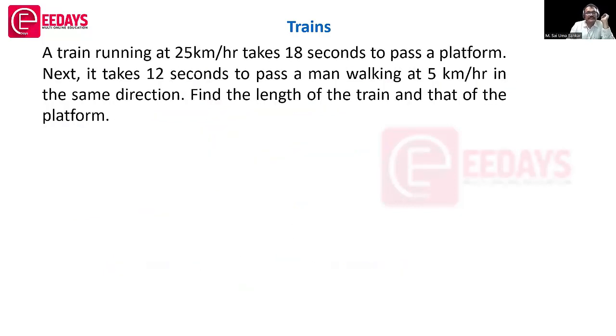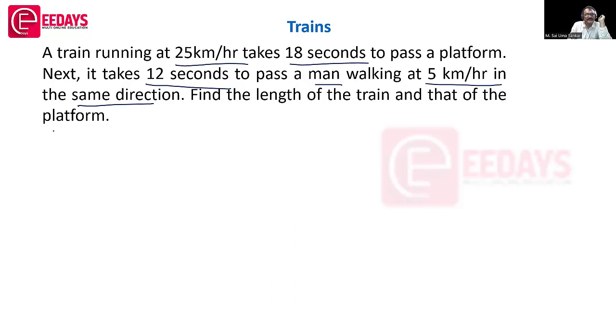A train running at 25 kilometers per hour takes 18 seconds to pass a platform. Next, it takes 12 seconds to pass a man walking 5 kilometers per hour in the same direction. Find the length of the train and that of the platform. ఇక్కడ మనకి ట్రైన్ లెంత్ కావాలి, ప్లాట్ఫామ్ లెంత్ కూడా కావాలి.